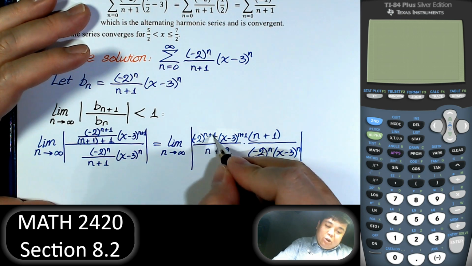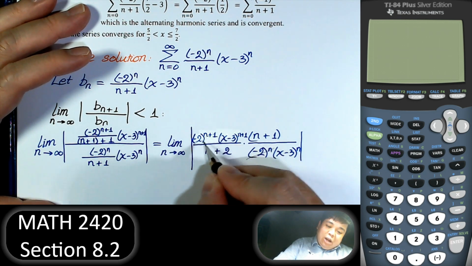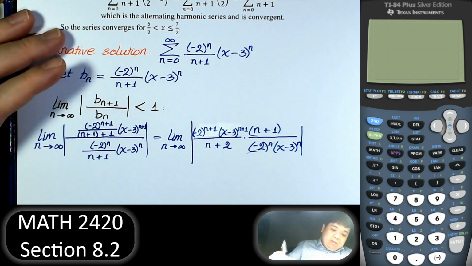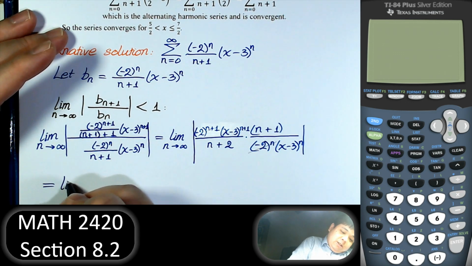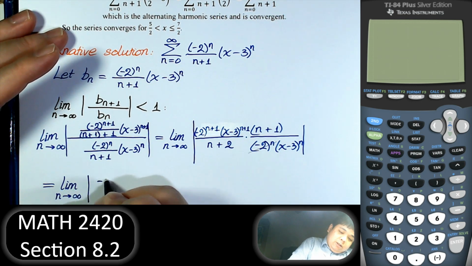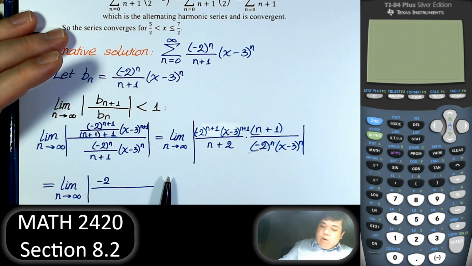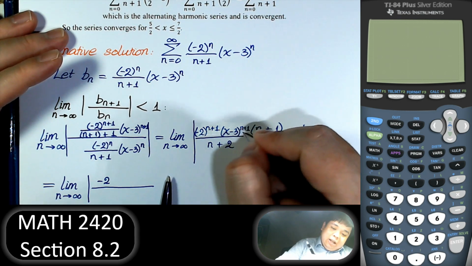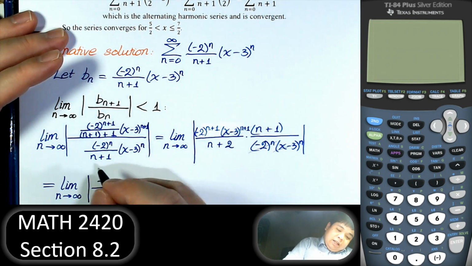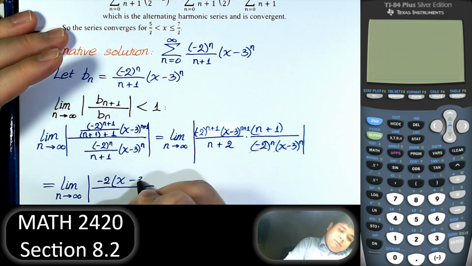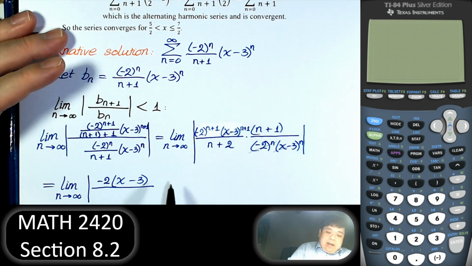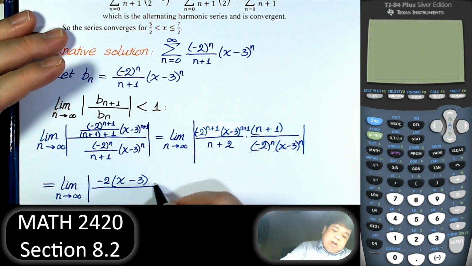Negative 2 to the n and negative 2 to the n plus 1 cancel out, we just have negative 2 on the top. X minus 3 to the n plus 1 and x minus 3 to the n cancel out, we have x minus 3 on the top. And then n plus 1 over n plus 2, we cannot do anything with that.